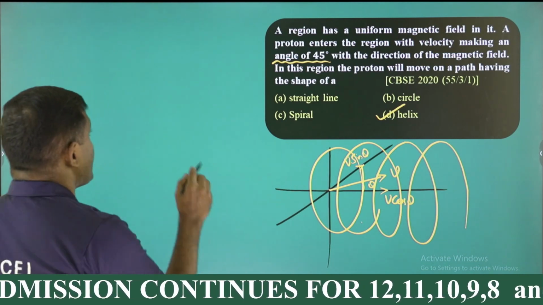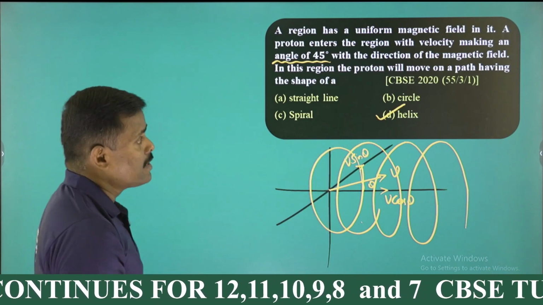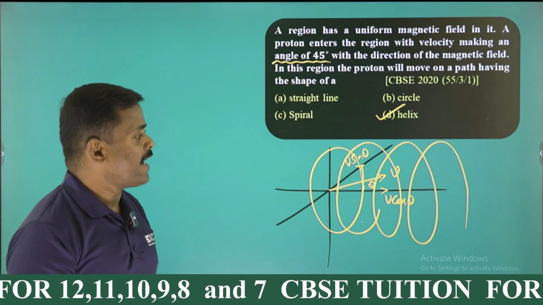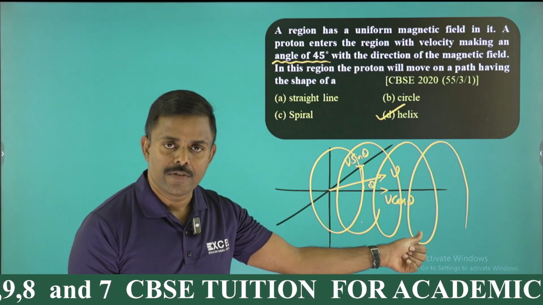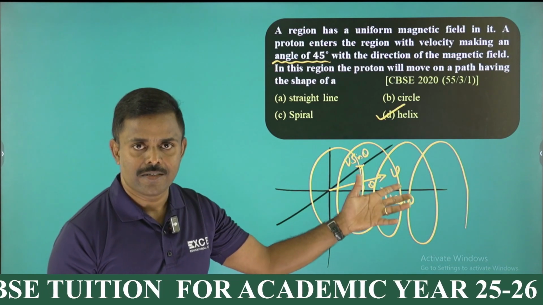So for this question, the answer is helix, because the particle enters at 45 degrees. At 45 degrees, this component will be v cos 45 and the other component is v sin 45. Both are in action.